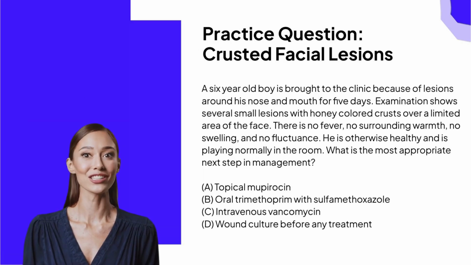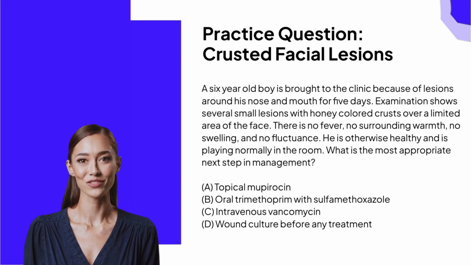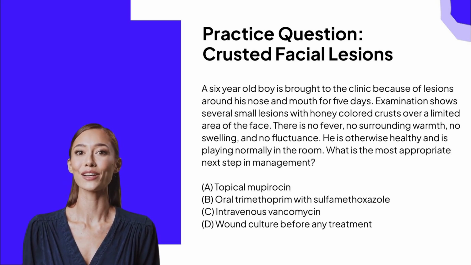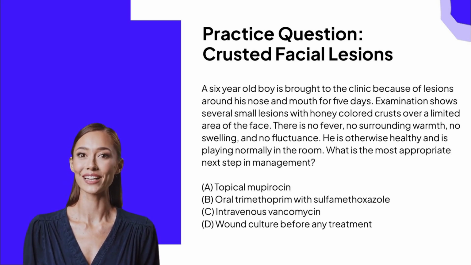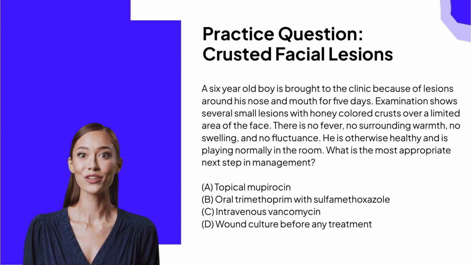Here is our second practice question, and this one lives or dies on a single descriptor. A 6-year-old boy is brought to the clinic because of lesions around his nose and mouth for 5 days. Examination shows several small lesions with honey-colored crusts over a limited area of the face. There is no fever, no surrounding warmth, no swelling, and no fluctuance. He is otherwise healthy and is playing normally in the room. What is the most appropriate next step in management?